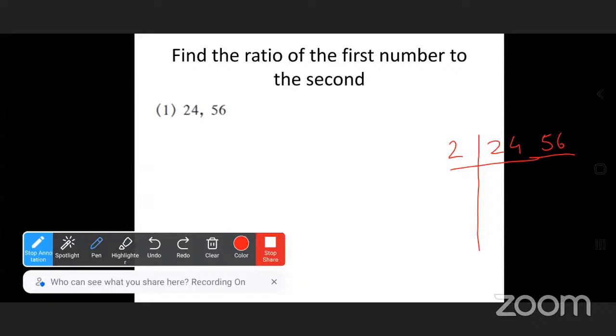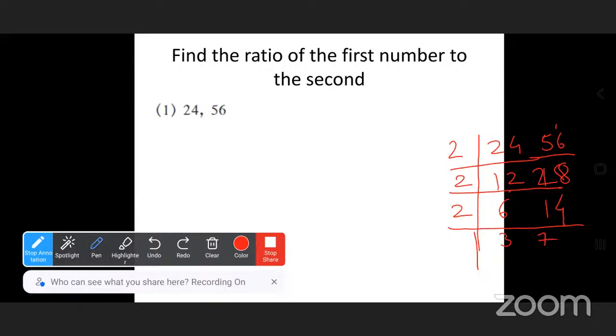Both the numbers can be divided by 2, right? 2 12s are 24, and 2 28s are 56. Now this becomes 12 and 28. Again, both the numbers, if you see the unit place is an even number, so both can be divided by 2. 2 6s are 12, and 2 14s are 28. Again, 6 is an even number, 14 is an even number, so they can be divided by 2 again. So 2 3s are 6, 2 7s are 14.